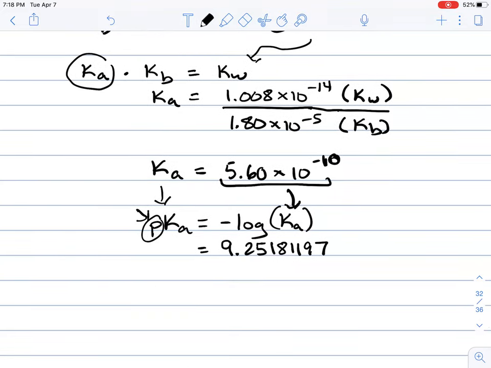Okay. Now, if you guys look very closely, I took the negative log of something. So this log is a specific function. And so therefore the sig figs kind of change. And so here I have three sig figs.